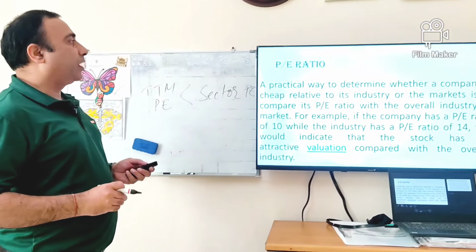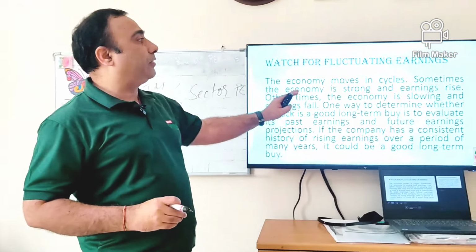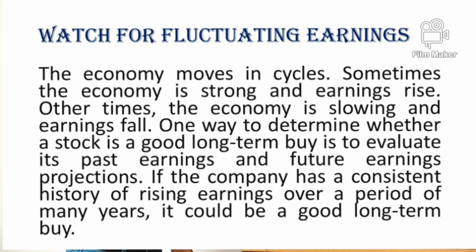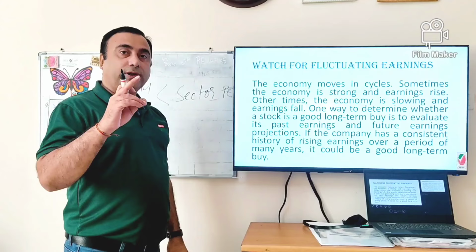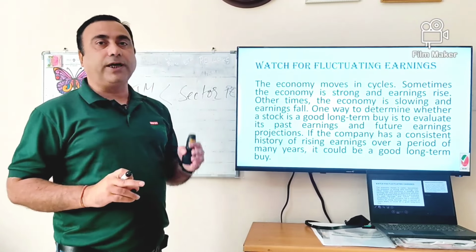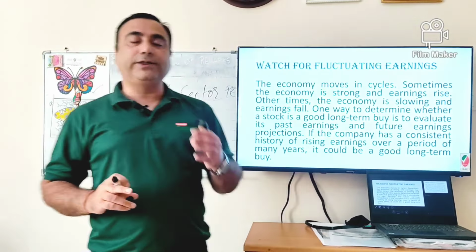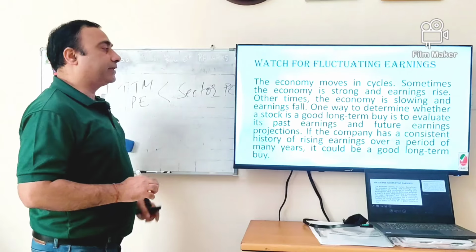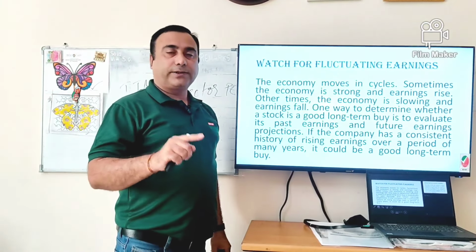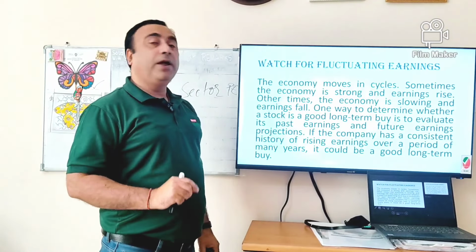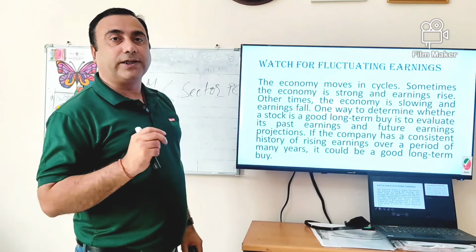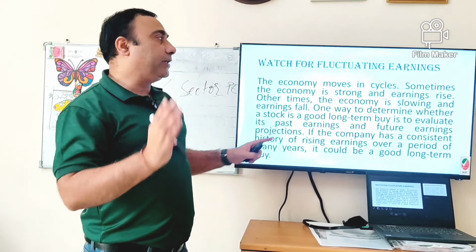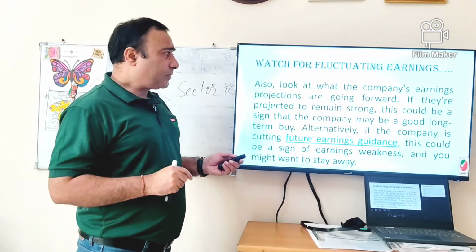Then the next thing, watch for fluctuating earnings. Fluctuating earnings means there is a cycle in the market, with economic growth as well as downturns. Sometimes it is going up and sometimes it is going down, so you have to evaluate and recognize the cycle. In the long term, some problems come yearly, some in 2 years or in 3 years. If you recognize that, then you can say that the price is less in this region and in that region it's going up. Accordingly, you may plan your strategy.